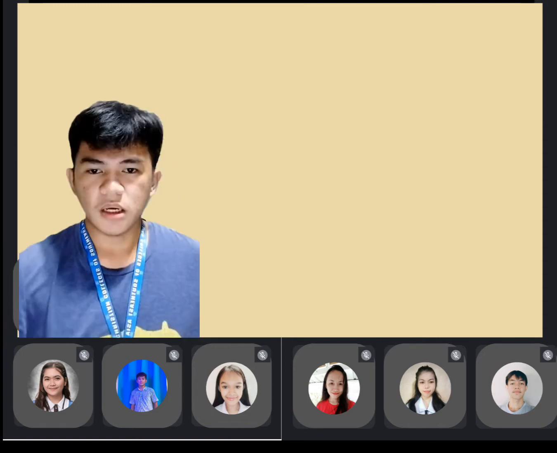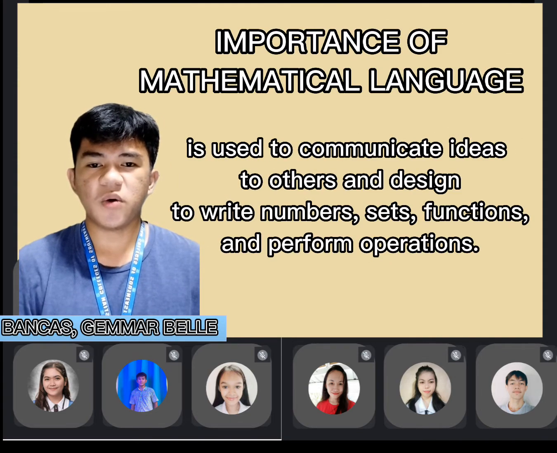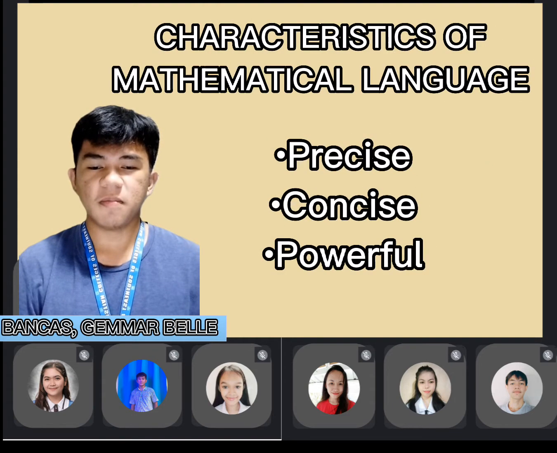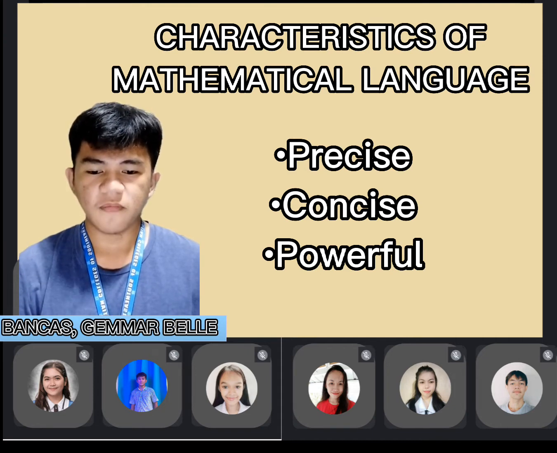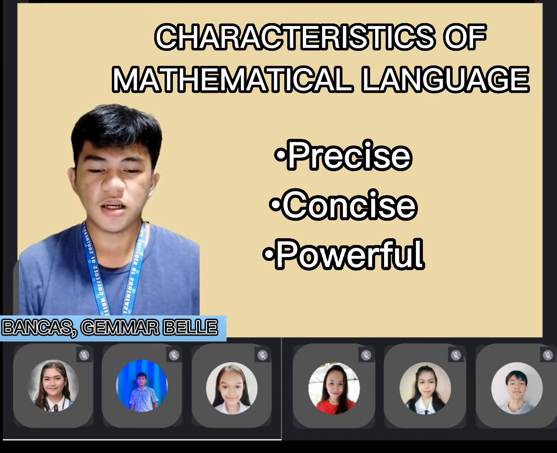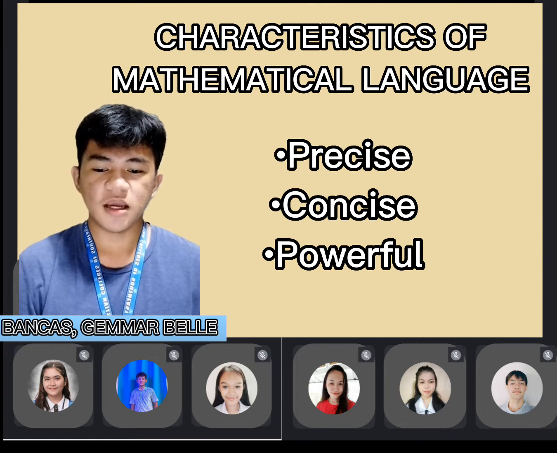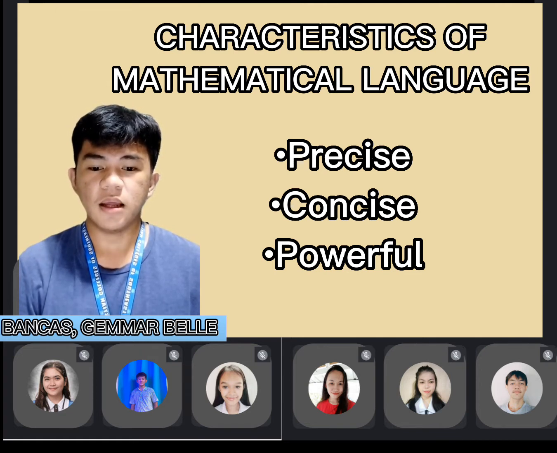To discuss the importance of mathematical language and its characteristics, here is Mr. Bangkas. The importance of mathematical language is that it is used to communicate ideas to others and is designed to write numbers, sets, functions, and perform operations. The characteristics of mathematical language: First, we have precise. It should be able to make very fine distinctions. Next is concise. It should be able to say things briefly and be powerful, able to express complex thoughts with relative ease.